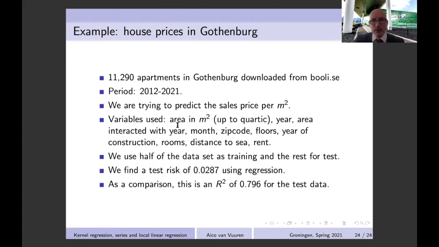I'm going to use the area in square meters up to a quartic, year, area interacted with year, month, zip code, floors, years of construction, rooms, distance to sea, as well as the rent that you have to pay. A little bit strange in Sweden: if you own your apartment, you still have to pay rent. We use one half of the data as a training data set, and the rest for test. The test risk is equal to 0.0287. We're going to compare that later with other methods. In addition, the R squared based on the test data is 0.796.